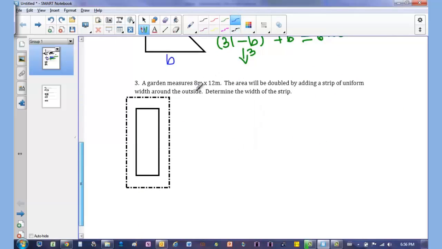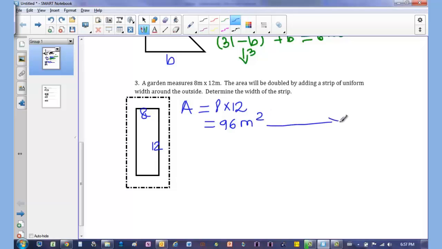Let's look at the third problem. We have a garden that measures 8 by 12 meters. Quite a big garden. The area will be doubled by adding a strip of uniform width around the outside. So before anything happened, the area of this garden was 8 times 12. What is 8 times 12? It is 96, do not forget your units, meters squared.